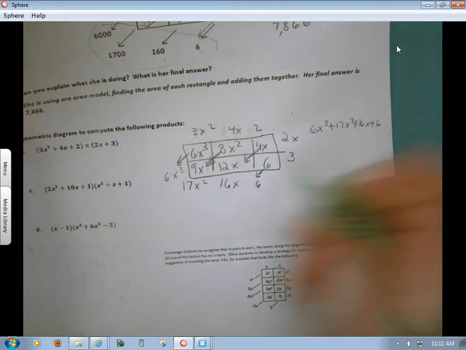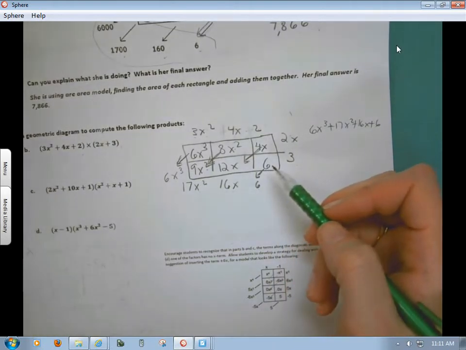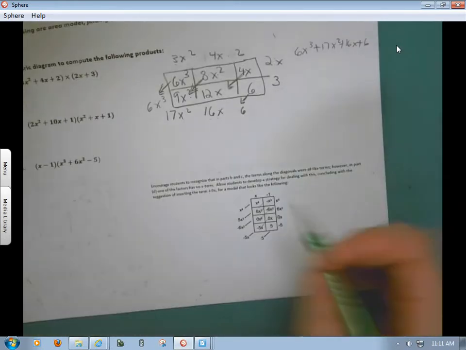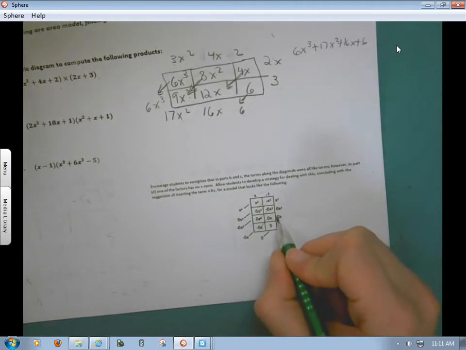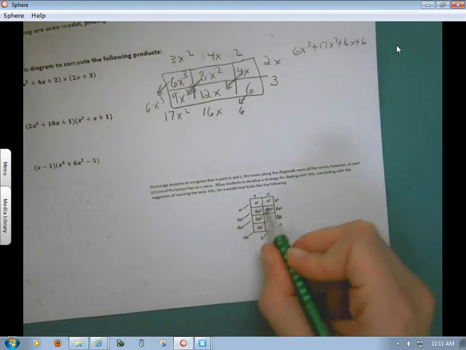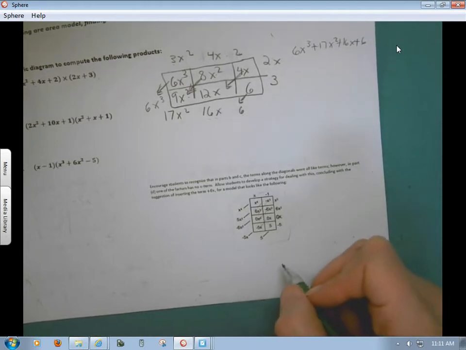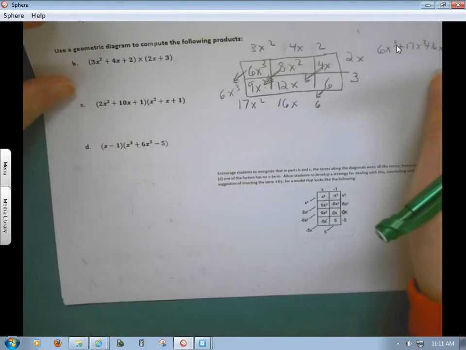Now, it's a little bit trickier when you don't have like terms here, just because you have to notice the fact that you don't have like terms. The state goes through their model and shows you to add in this 0x. And then when you go on the diagonal, you actually get like terms. I think it's easier just to realize they're not like terms and write them out. But again, do whatever floats your boat.